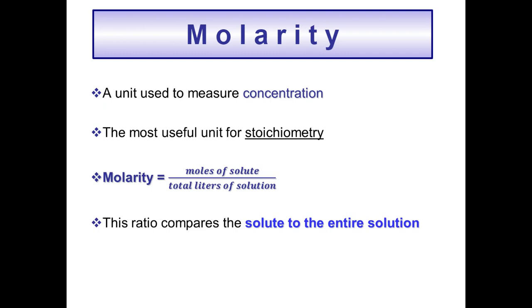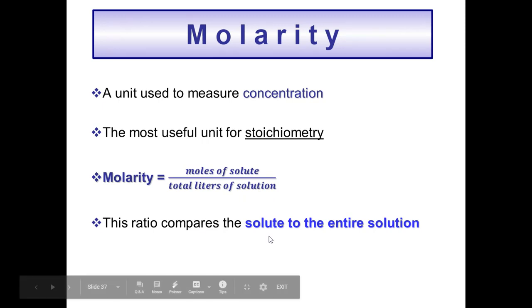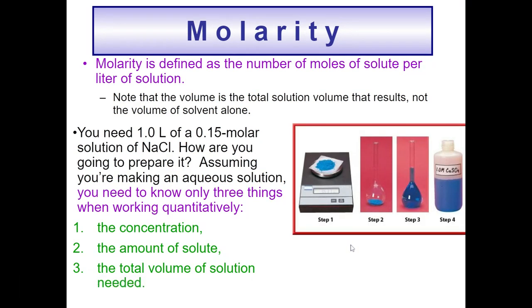And here we see the equation: molarity is the moles of solute divided by the total liters of solution. So we need a value for moles of the substance that we're dissolving, and then the total amount of liters, the volume of the solution that we made. This ratio compares the solute to the entire solution. Molarity is defined as the number of moles of solute per liter of solution. Notice that the volume is of the whole solution, not just of the solvent alone.